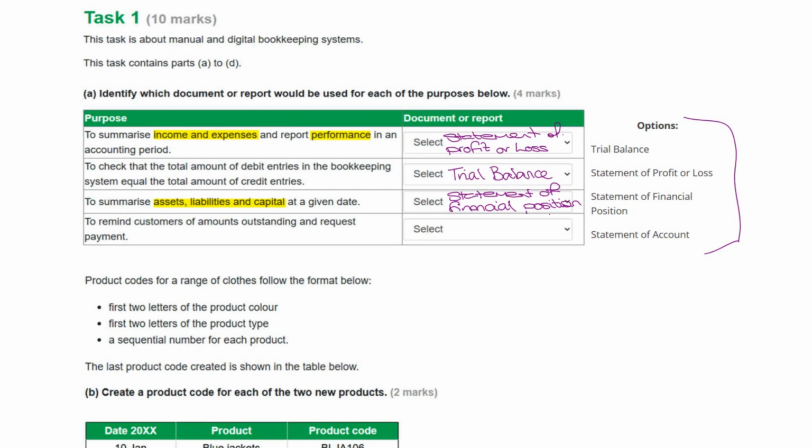And then the last one, to remind customers of amounts outstanding and request payment. So this is a statement of account. It gets sent out to customers. It shows them what they owe and reminds them to make payment.